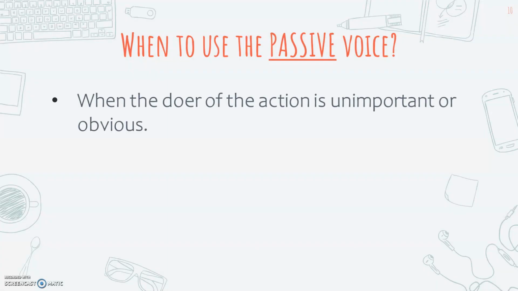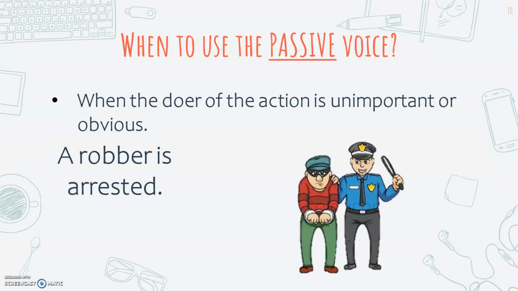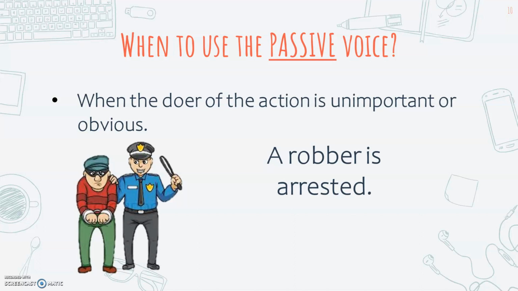We also use the passive voice when the doer of the action is unimportant or obvious. For example, a robber is arrested. Who does the action? It's obvious that a policeman does that.